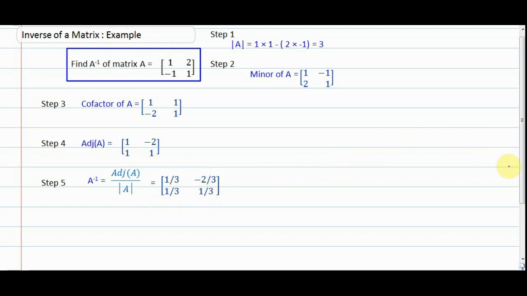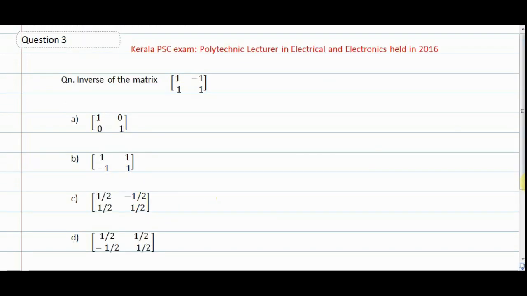Okay, now let's see one question related to this topic. Inverse of the matrix. We have a matrix here, that is 1, minus 1, 1, 1. So you may try to solve this question by yourself. Please pause the video and try to solve this question. Okay, so I hope you have the answer with you. Here the right answer is option C.